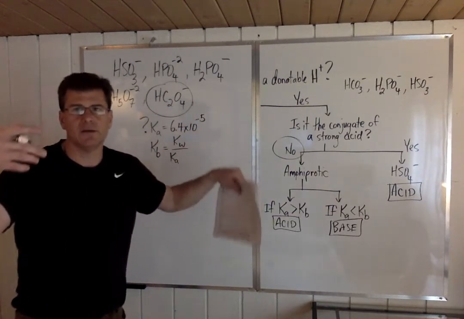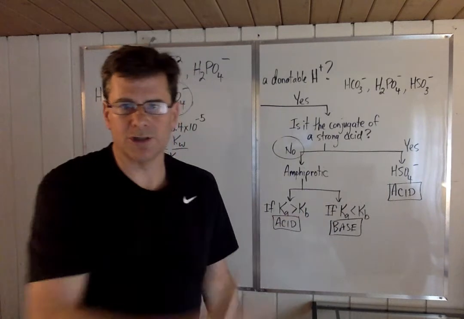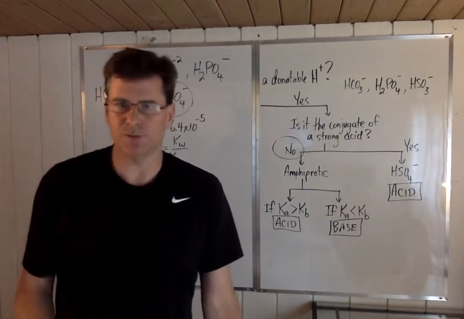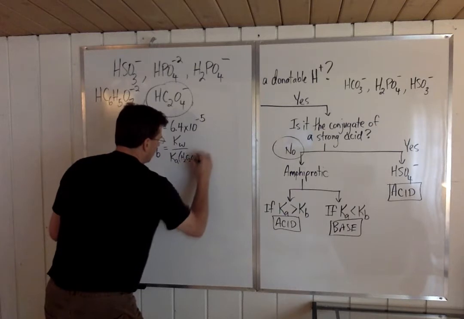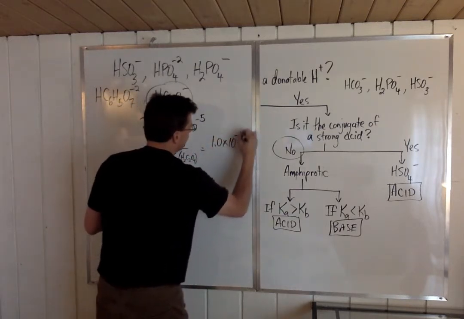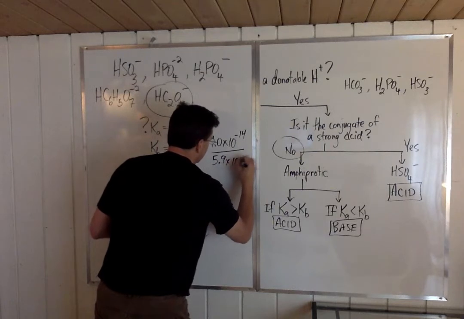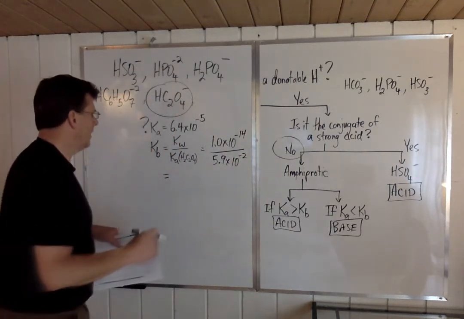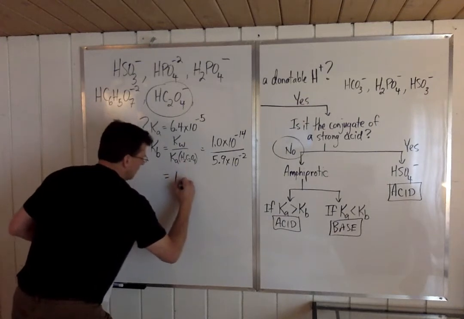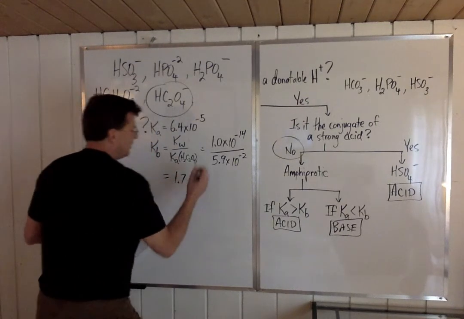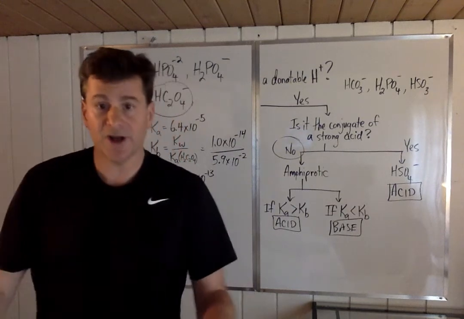So the Kb of this thing is, if it was acting as a base, it would pick up an H and form its conjugate acid. That would be H2C2O4 in this case, which is oxalic acid. So that is 1 times 10 to the negative 14, over oxalic acid's Ka of 5.9 times 10 to the negative 2, which is going to equal, I'm not going to pull out the calculator, I think I can do this one in my head because this is about 1/6. I'm pretty sure it's 1.7 times 10 to the negative 13.